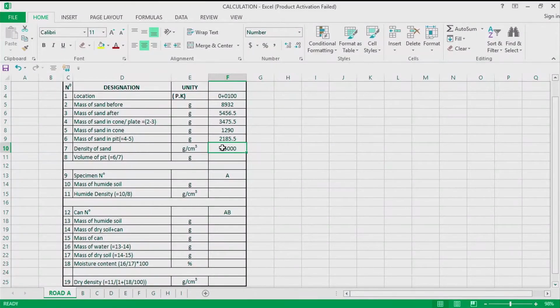Then the density of sand, this must be calculated before going to use that sand on site. Now we are going to calculate volume of pit. As you see here, is number 6, which is mass of sand in pit, divided by number 7, which is density of sand.